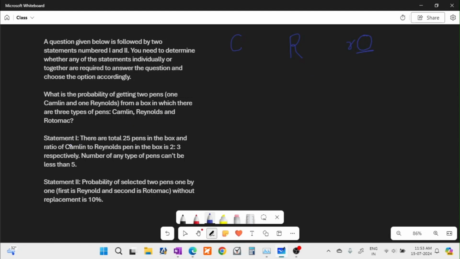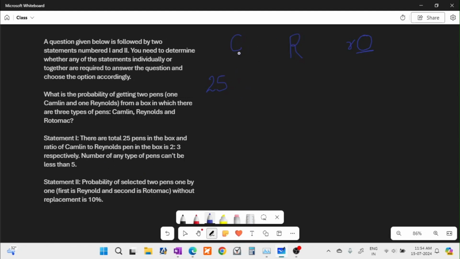In statement 1, there are 25 pens in the box, and the ratio of Camlin to Reynolds pen is 2:3, and the number of any type of pens cannot be less than 5. So let us find what can be the possible arrangement. We have 25 pens in total. Let the Camlin pen and Reynolds pen be in the ratio of 2:3. Camlin cannot be less than 5 because it is given none of them can be less than 5.